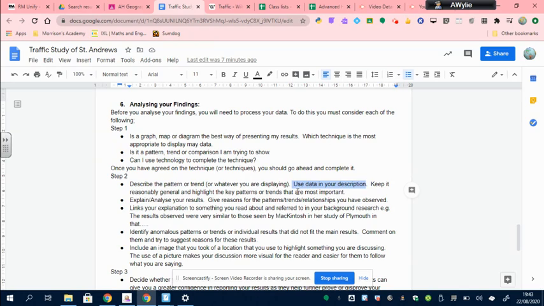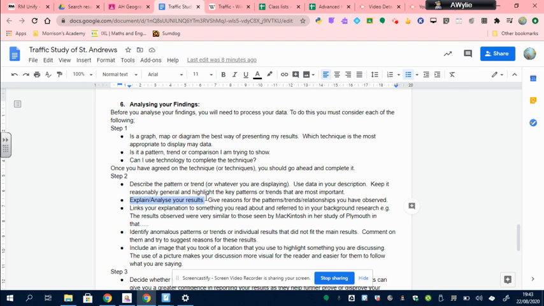A little bit like you did at Higher and National 5. But you don't want to be overly specific in this. Keep it reasonably general. Give me the overall highlights of what the graph or the map is showing. What you then want to do is analyze it.